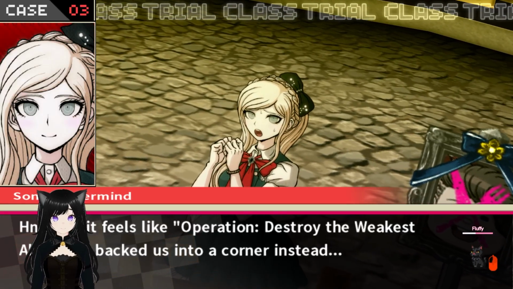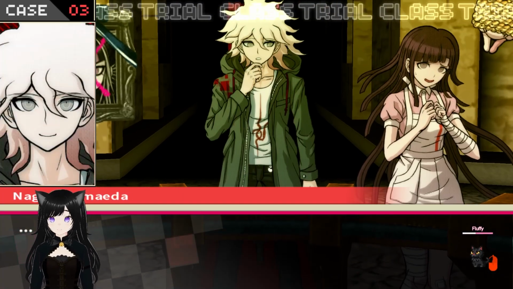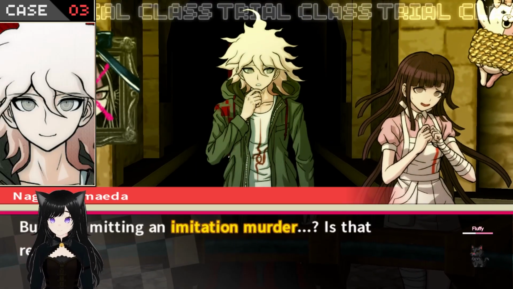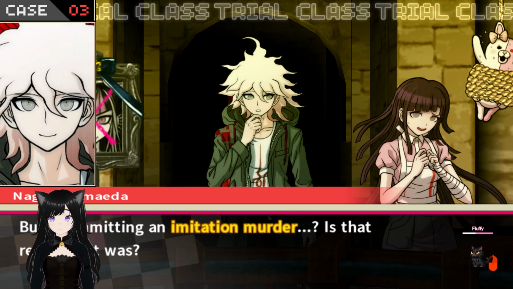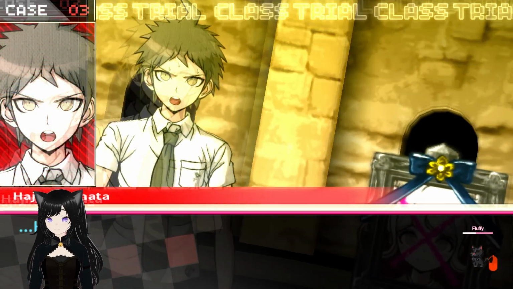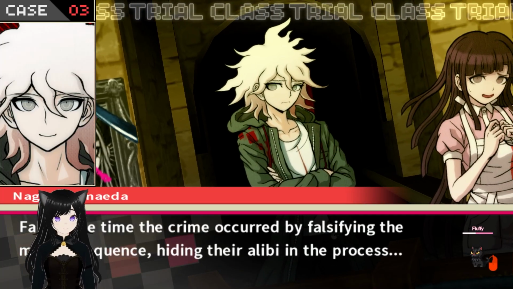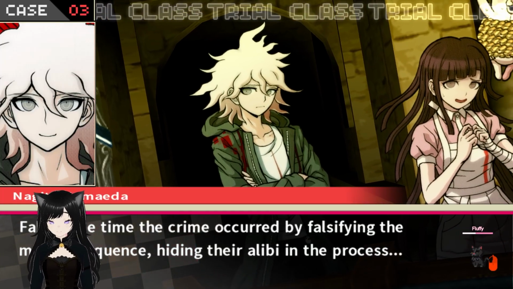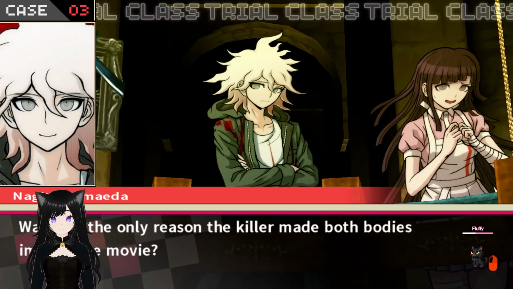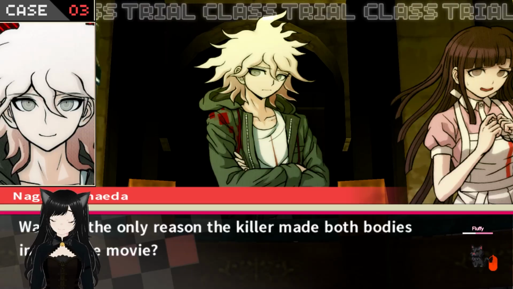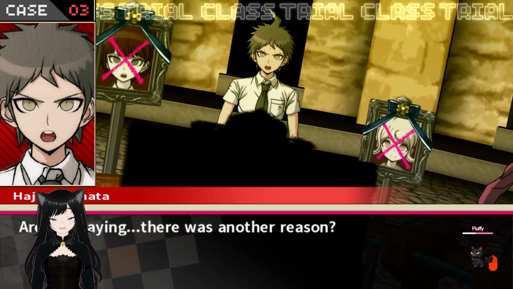It feels like Operation Destroy the Weakest Alibi has backed us into a corner instead. Yeah. Well, we gotta figure this out. But committing an imitation murder, is that really all it was? I don't know. Is it? Faking the time the crime occurred by falsifying the murder sequence, hiding their alibi in the process? Was that the only reason the killer made both bodies imitate the movie? I don't know. Is it? Are you saying there was another reason? Maybe. What would it have been?